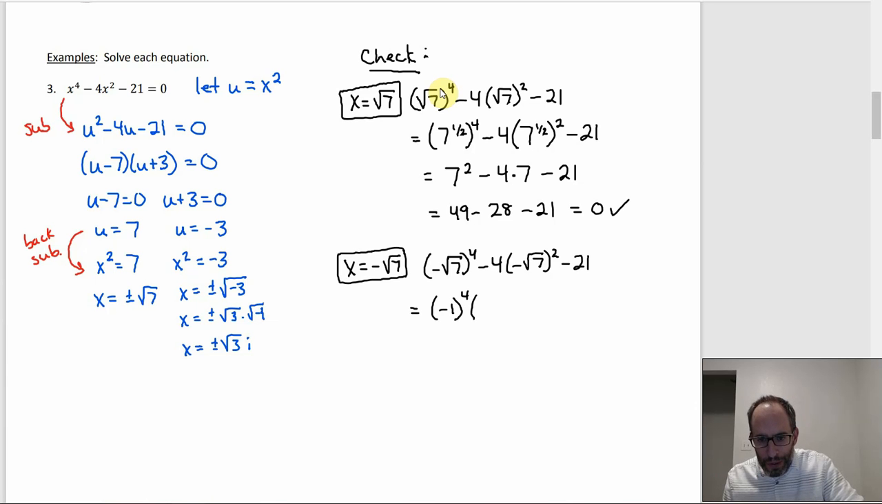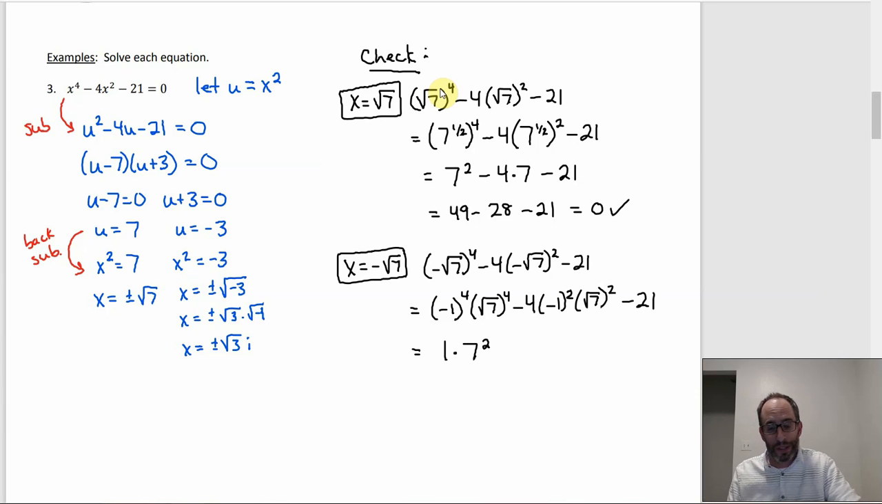It's negative 1 to the 4th times radical 7 to the 4th. Then I'm going to do the same thing with the other negative radical 7. So minus 4 times negative 1 squared times radical 7 squared minus 21. So negative 1 to the fourth and negative 1 squared, those are both 1, right? So what we're going to end up with is 1 times 7 squared. We already know that this is a 7 squared because it happened in the first check, so we might as well just recycle that work. And then minus 4 times 1 times 7, again, recycling from the last check. And then minus 21.